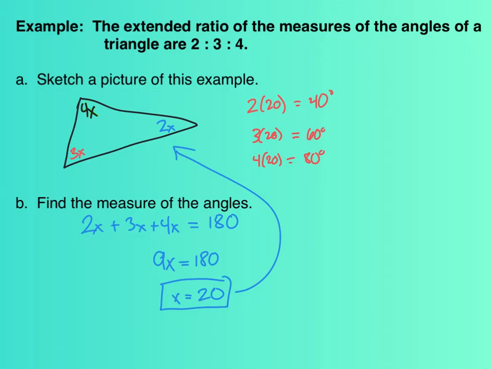And it would be a good idea to check this. What is 40 plus 60 plus 80? 40 plus 60 is 100, plus 80 is 180 degrees. So there is, for sure, my 3 answers.